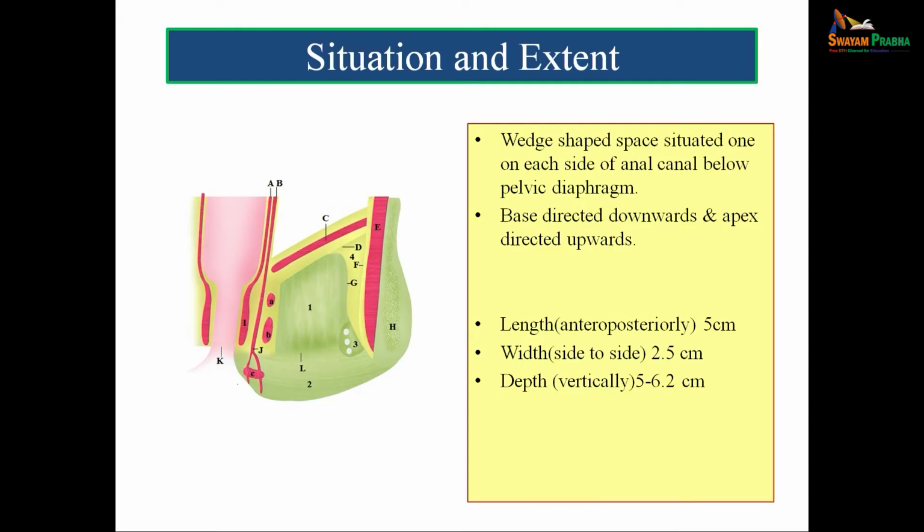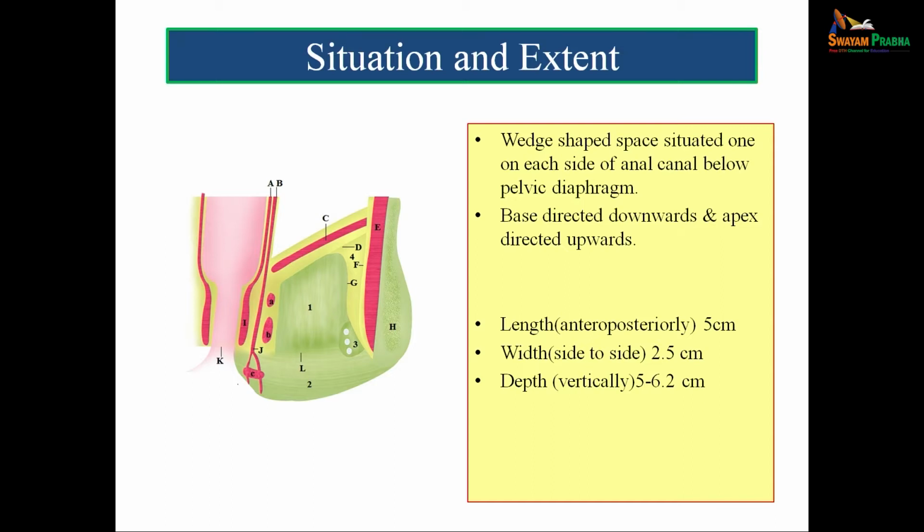So ischioanal or ischiorectal fossa, as is classically mentioned in the textbook, is a wedge-shaped space. If you see the figure here in front of you in the slides, marking 1 which I have made, that is the ischioanal or ischiorectal fossa. So this green colored area marked by 1 in the figure is the ischioanal fossa. It is a wedge-shaped space situated one on each side of the anal canal below the pelvic diaphragm. If you see C in the figure, C depicts the levator ani. So levator ani is the pelvic diaphragm.